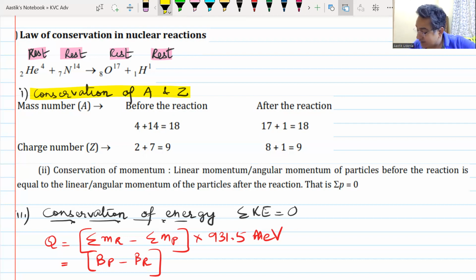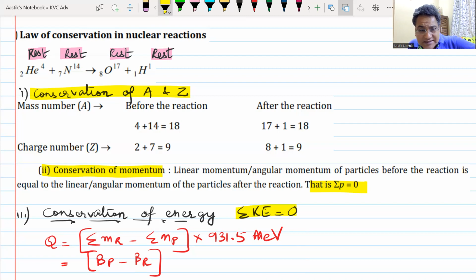Second thing you have to apply would be the conservation of momentum. Initially both are at rest, finally both are at rest. So 0 is equal to 0, yes or no? Then you have to apply the law of conservation of energy. There is no kinetic energy, so straight away you can find out the Q value. Q value will be summation of mass of reactants minus summation of mass of the products. Yes or no?